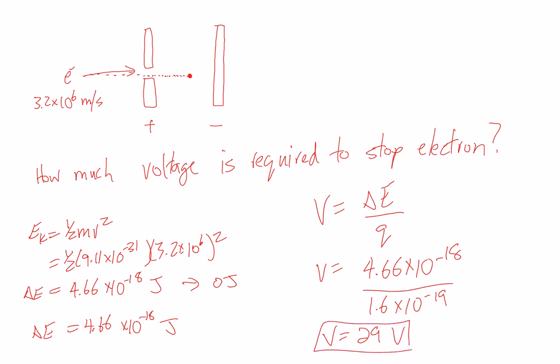Okay, so that means if our battery was drawn like this, we have our positive and our negative terminals hooked up to the battery, all we need is a 29 volt battery, and that would stop an electron going at that speed. It would eventually come to a stop inside the plates. So quite often, whenever we do these kinds of calculations, usually it's saying calculate the stopping voltage. So we could have used that as a title today, I guess.